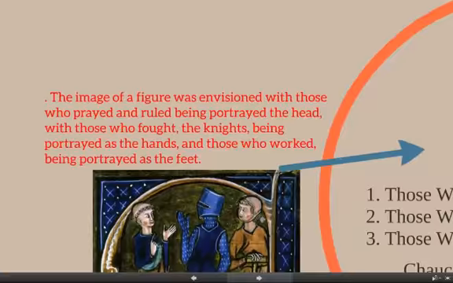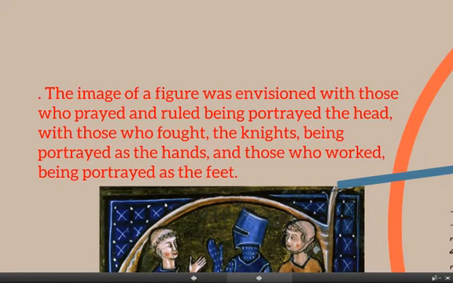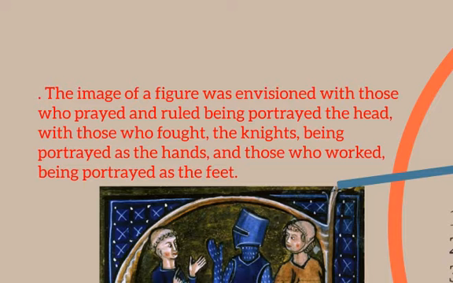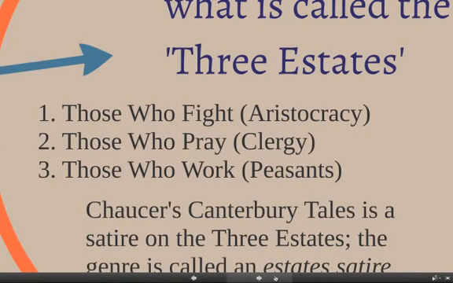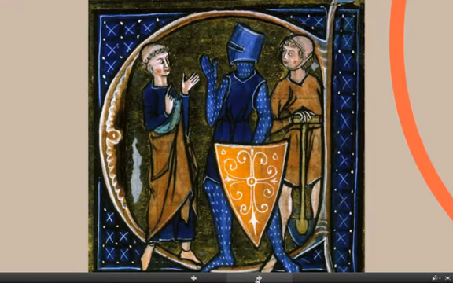So the image of a figure was envisioned with those who prayed and ruled being portrayed as the head, with those who fought, the knights, being portrayed as the hands, and those who worked being portrayed as the feet. That's how they would envision this idea of the three estates: for the three estates to work, they all make up the body of England. So you have your clergy in the head, your knights with the hands, and the workers or the peasants with the feet. That's just a cool image I found for you.